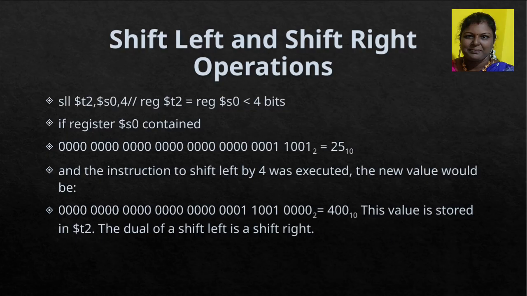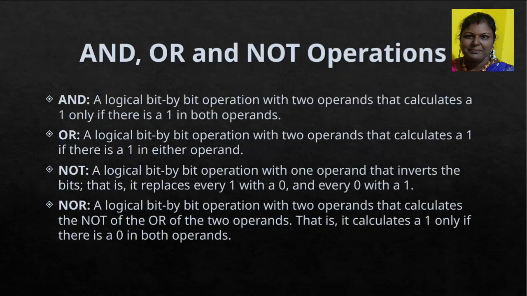Let's break down some fundamental logical operations that work bit by bit. First, AND, it compares 2 bits and gives you a 1 only if both bits are 1. Next, OR, it's a bit more generous, giving a 1 if either bit is 1. Then there's NOT, it flips every bit, turning 1s into 0s and 0s into 1s. Finally, NOR combines OR and NOT, it outputs a 1 only when both bits are 0. These operations form the backbone of digital logic.